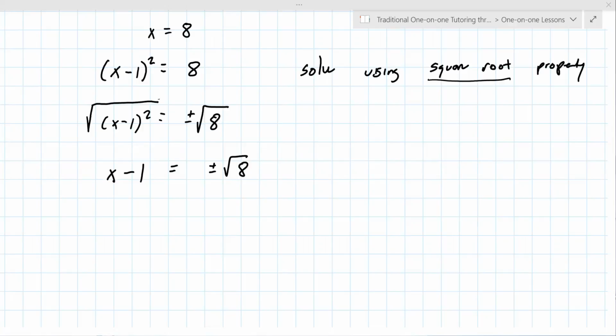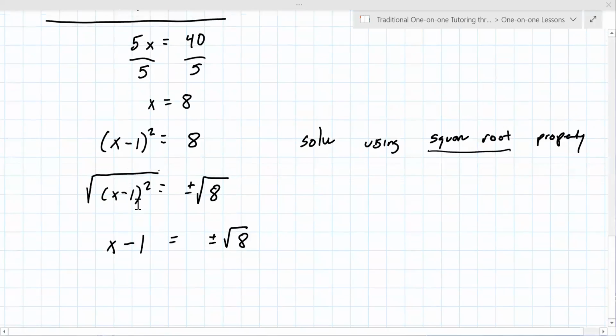Okay, so x minus 1 equals plus or minus 8. So you should divide, right? What would you divide by? 8 by 2. Well, let's go back and look.